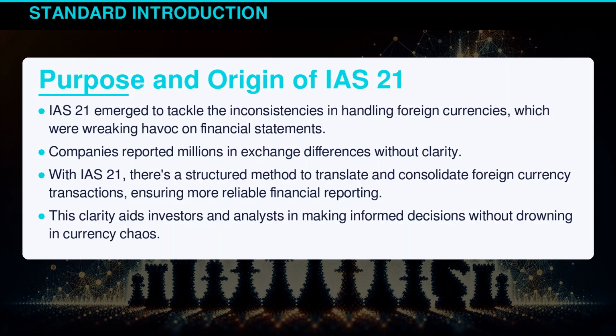IAS 21 emerged to tackle the inconsistencies in handling foreign currencies, which were wreaking havoc on financial statements. Companies reported millions in exchange differences without clarity. With IAS 21, there's a structured method to translate and consolidate foreign currency transactions, ensuring more reliable financial reporting. This clarity aids investors and analysts in making informed decisions without drowning in currency chaos.